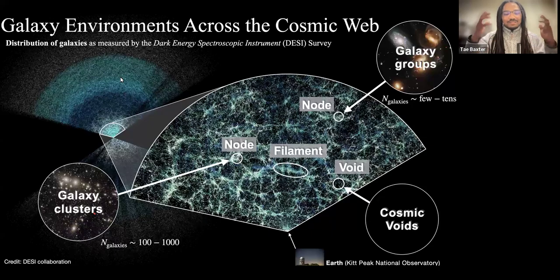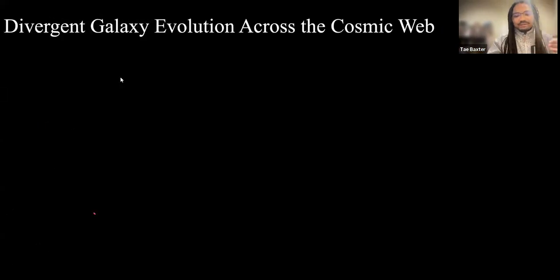These are kind of these cosmic metropolises, where you have hundreds of thousands of galaxies all bound together. And what we have found, from decades of comparing galaxies' properties with their environments, is that there's this divergent evolution that has occurred in our universe.